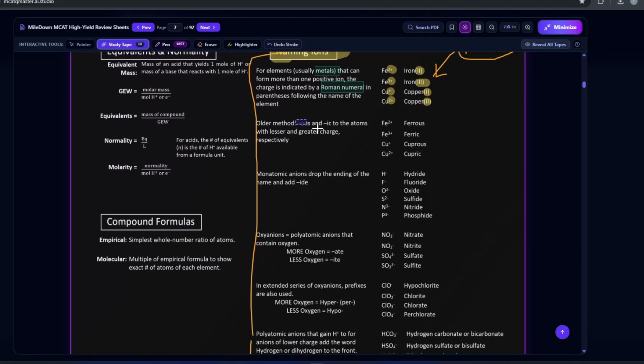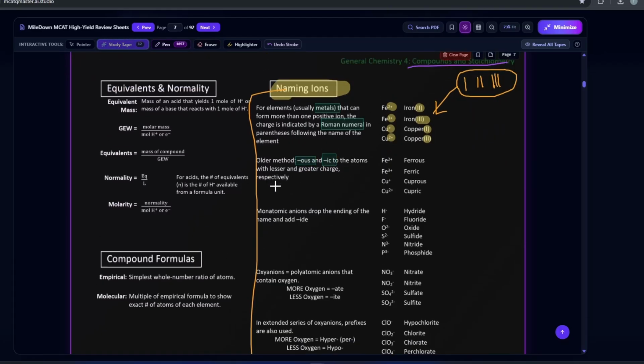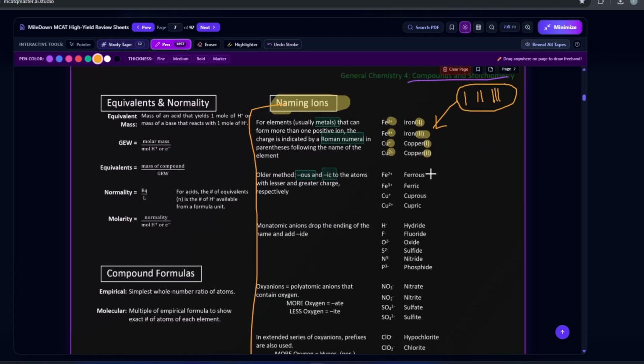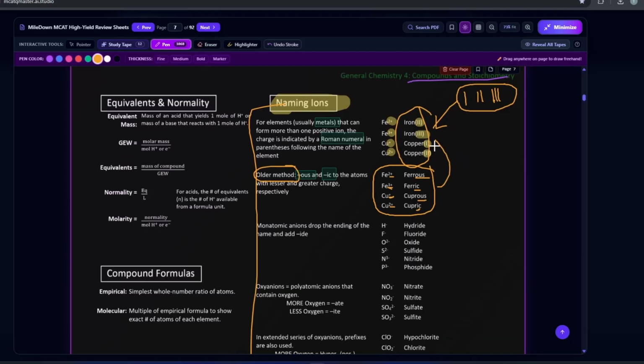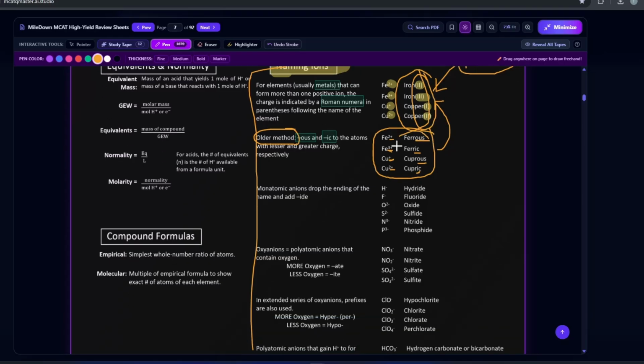And then the older method is using -ous and -ic to name the atoms with a charge. You won't see this as much, but you should know this. Remember that if it ends with -ous, then it's referring to the lesser charge, and -ic is referring to a greater charge. It's known as the older method compared to the method up here using Roman numerals. Now, you could probably guess why people decided to switch the naming method. It's because the Roman numeral is a little bit more specific with the exact charge, whereas with this one you can only tell if it's less than or greater than in terms of charge, right?